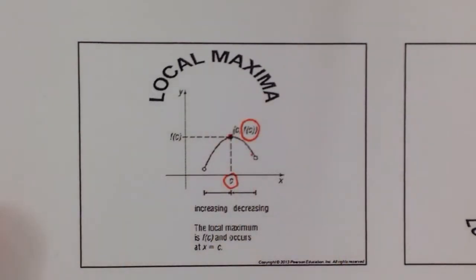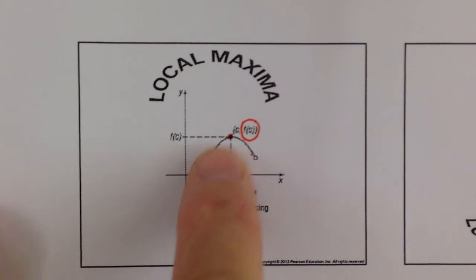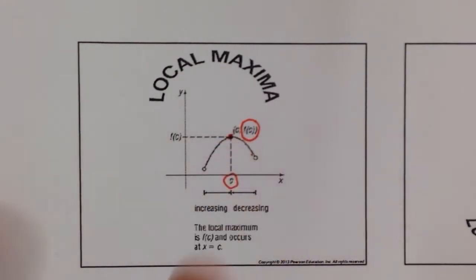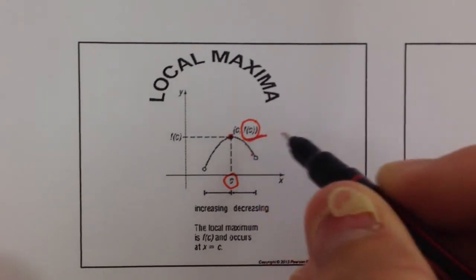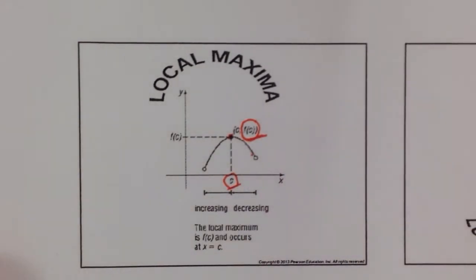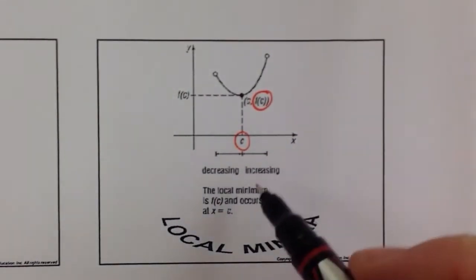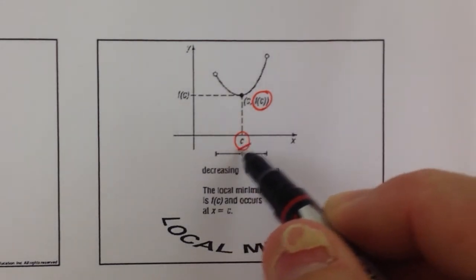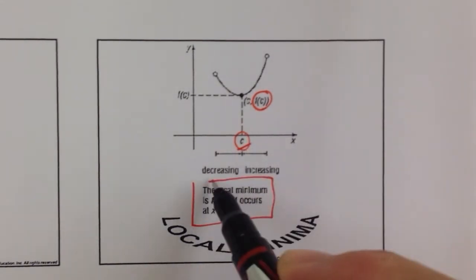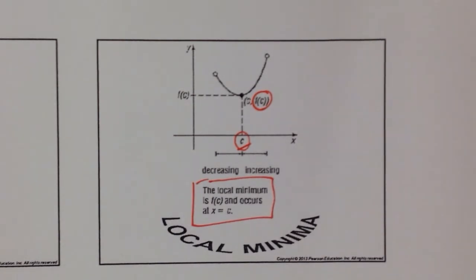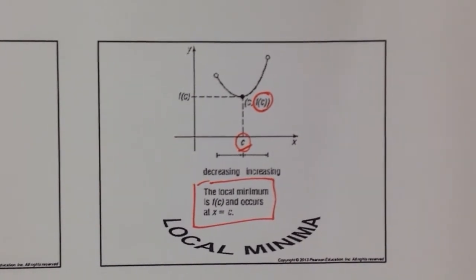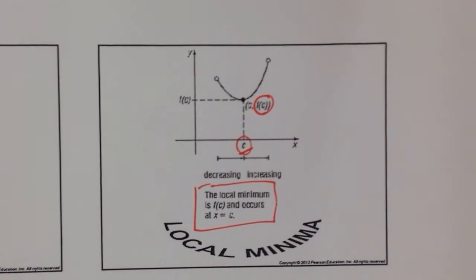A local maximum would occur at a high point. When f changes from increasing to decreasing, we have a high point. Therefore, we have a local maximum of f of c at x equals c. So be careful. Make sure you get that terminology down. We have a local minimum of f of c at x equals c, and that's what that says right there.